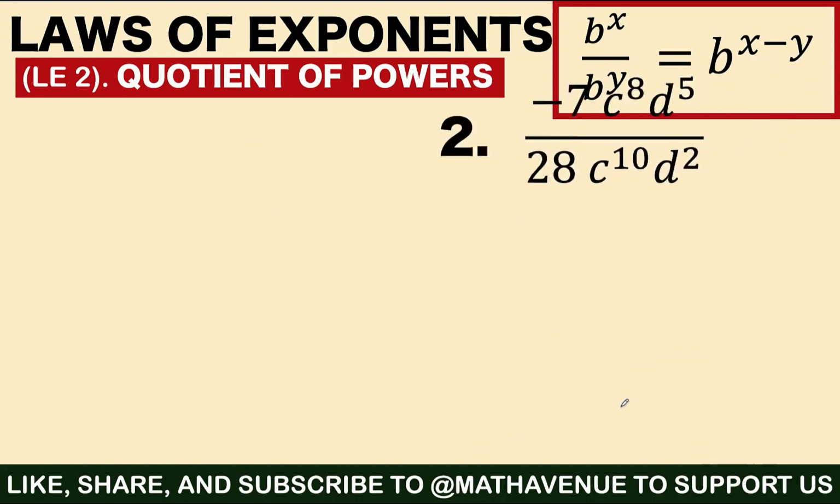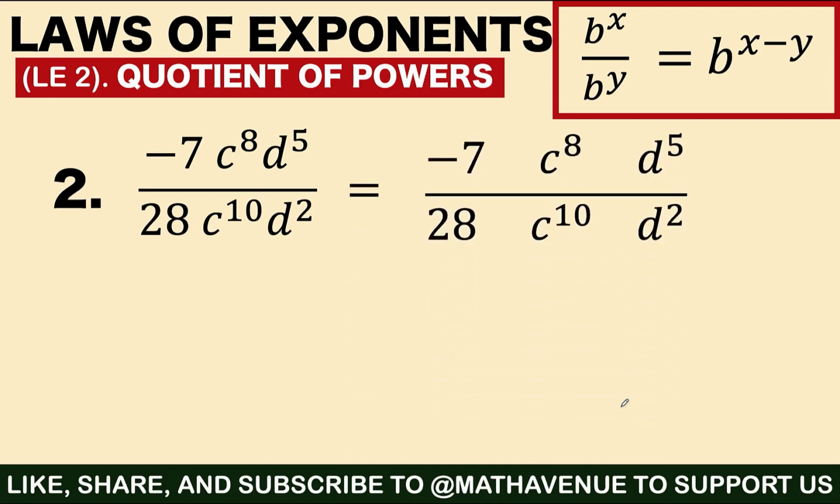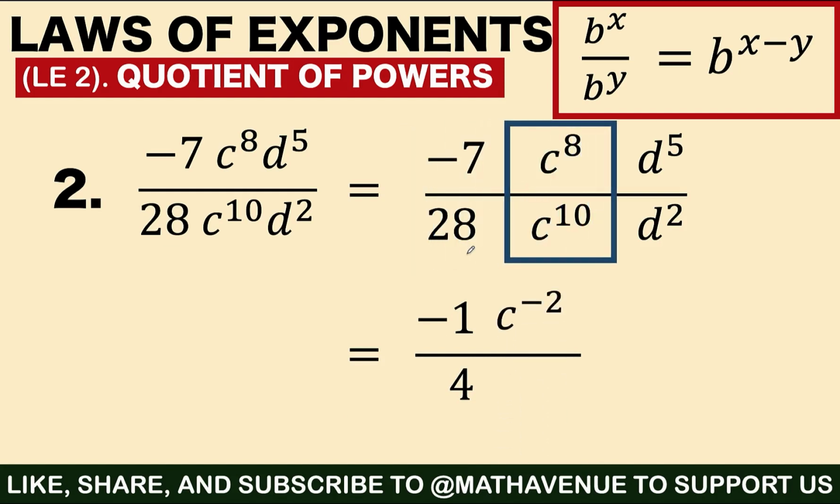Let's have another example. Negative 7 c to the 8 d to the 5th divided by 28 c to the 10th d squared. Again, the first step is to line up all the numerical coefficients, line up those factors with the same variables. And then negative 7 divided by 28 is negative 1/4. C to the 8 divided by c to the 10th, that becomes c to the negative 2, following this formula. But we also said that this c raised to negative 2 can be brought down by writing 1 as the numerator and making this c raised to negative 2 become c to the positive 2. So it looks like that now.